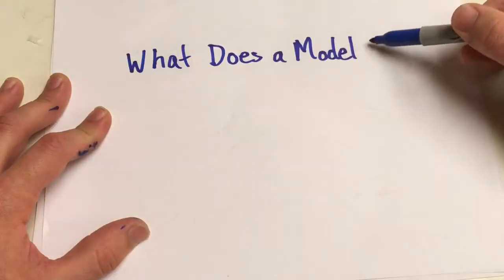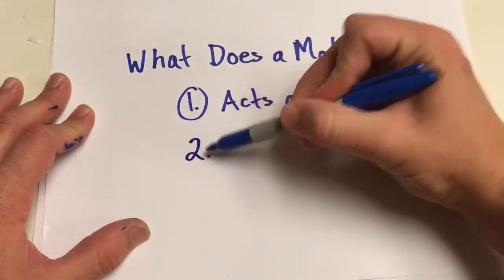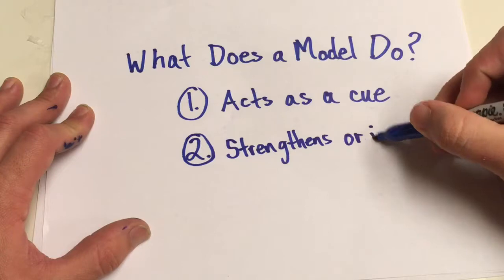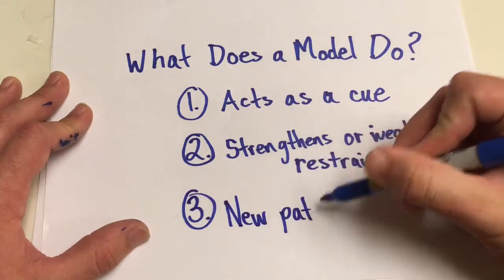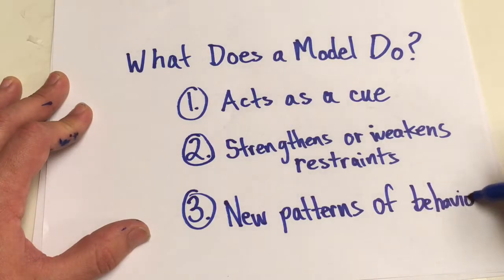What does a model do exactly? Models serve as cues to begin or end an action or behavior. Models strengthen or weaken the learner's existing restraints. And models demonstrate new patterns of behavior.